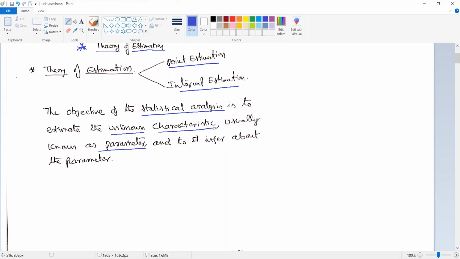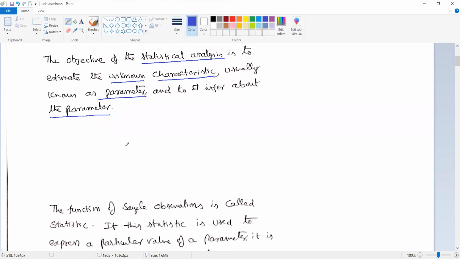I already explained what the parameter is in the last videos. Parameter means population constant or population characteristics. Using the techniques of theory of estimation, we have to estimate the unknown population parameter and infer about the parameter. So this is the objective of the theory of estimation. Here I am taking one example to give the correct meaning of the theory of estimation.